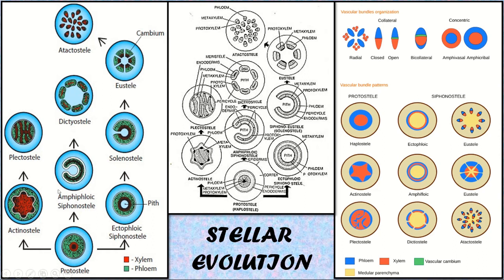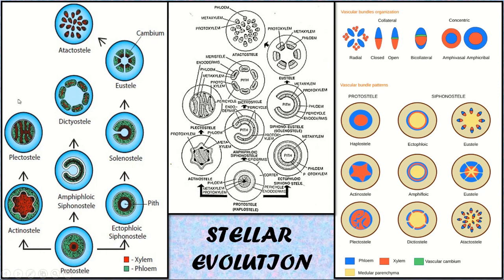Based on the evolution, this is a protostele, right? Here the red region is the xylem and the green region is the phloem, and this blue region is the ground tissue, the endodermis and the pericycle, right? This is the outer ring form. So the protostele evolved into the ectophloic siphonostele, and this is actinostele, right? And then this amphiphloic siphonostele, this evolved directly from the protostele.